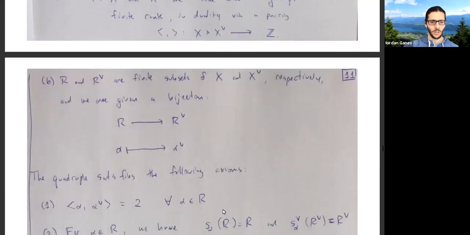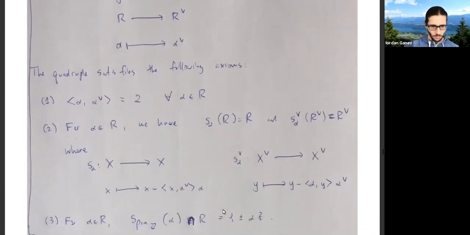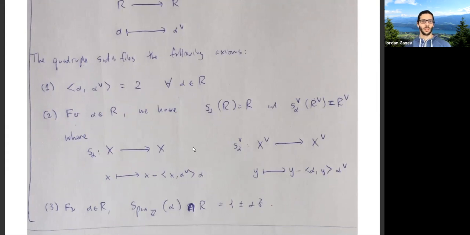That are in bijection. And then the axioms are the following. So a given root and the corresponding co-root pair to 2, and then R and R check are stable under the reflections. And so what happens is that R is a root system inside of a real vector space, given by its span inside the real vector space corresponding to X, and similarly for R check.